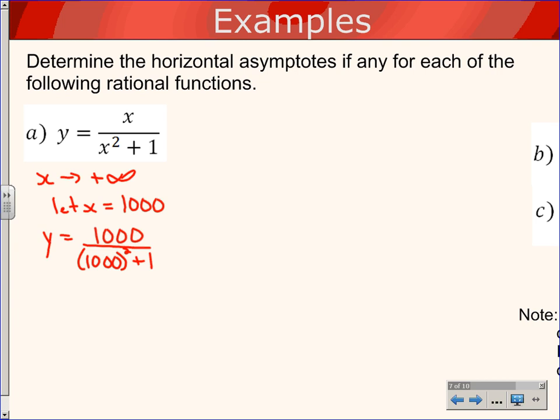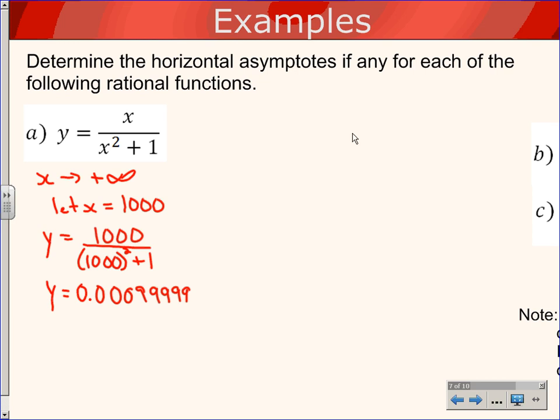I don't think we actually care what the number is. But I can tell you, you guys usually like numbers. The answer I get is 0.0009999, lots of 9s. Really small number, right? What's it getting closer and closer to? It's getting closer and closer to 0.